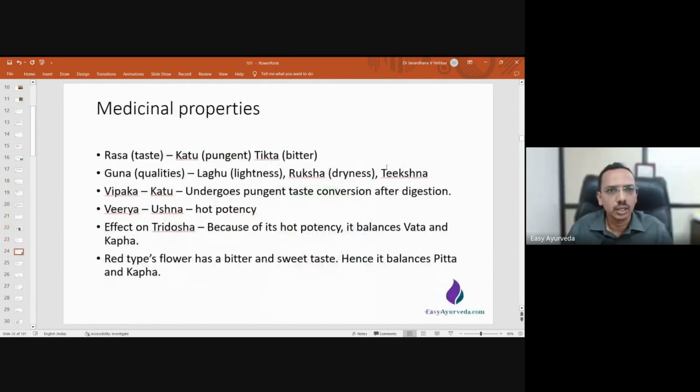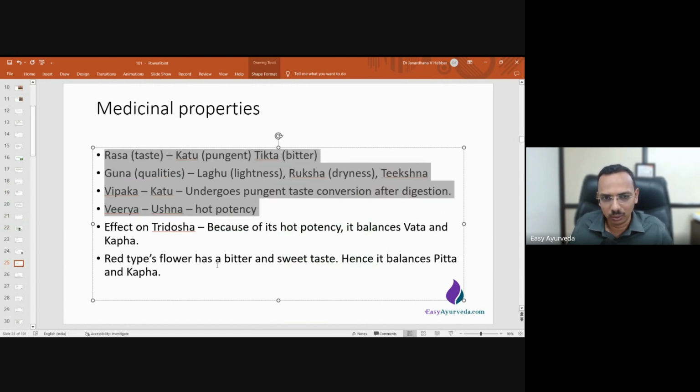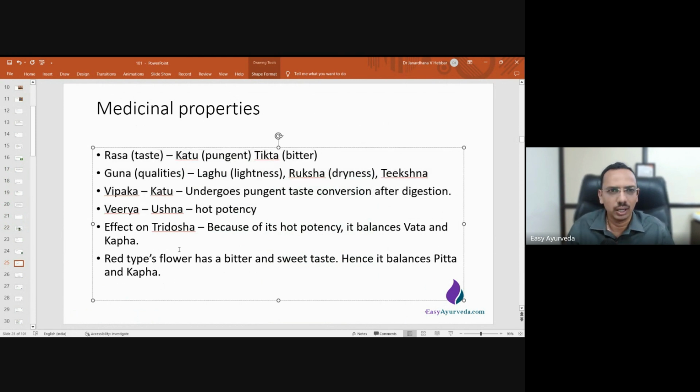And moving on, because of its Tikshnata and all, it's straight out Katu rasa, Laghu, Ruksha, Tikshna, and Katu vipaka, Ushna. That's why it is so much aligned with Ushnata that Pitta people should take care while using it.